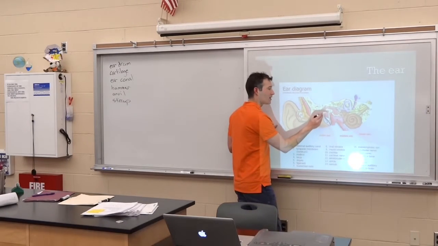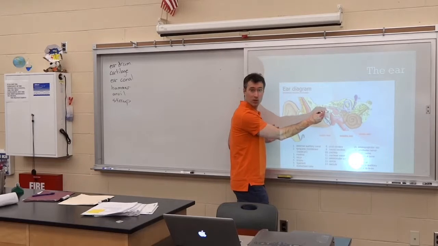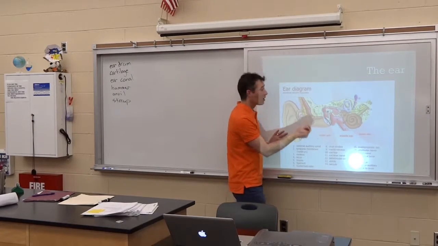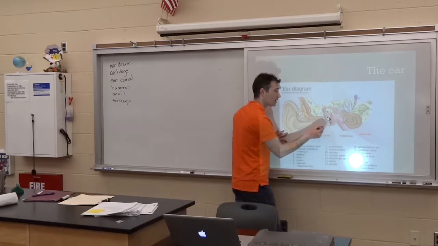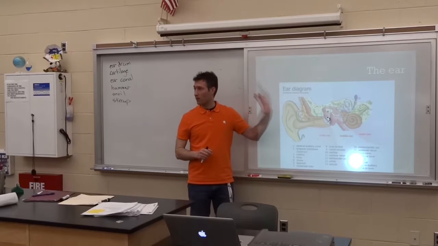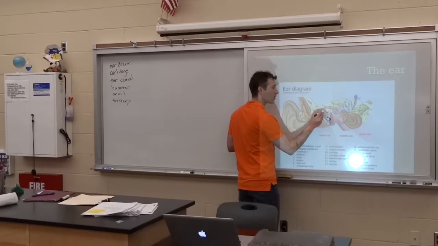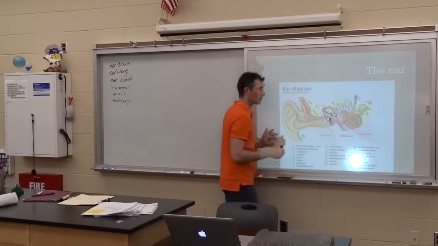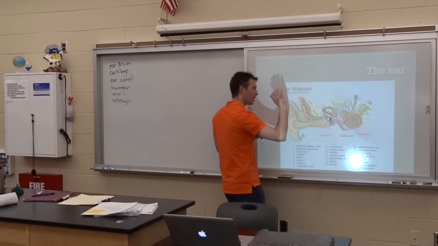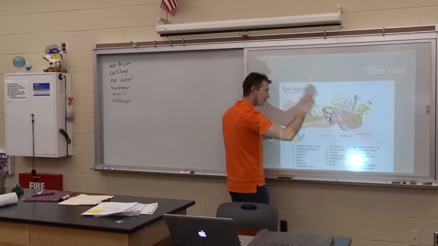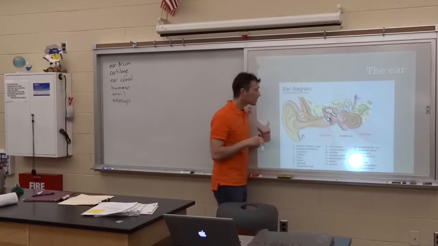So we have the malleus, which is also sometimes called the hammer. The malleus grabs onto the eardrum, and as the eardrum vibrates, that vibrates the malleus also. And then we have the next bone called the incus, or the anvil. So the hammer smacks against the anvil, the malleus smacks against the incus.